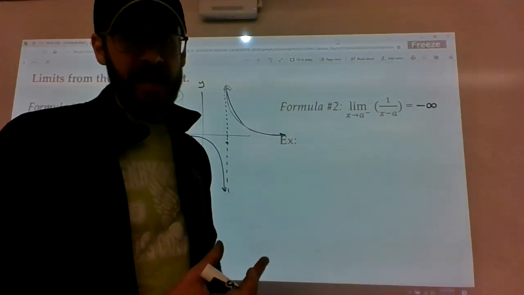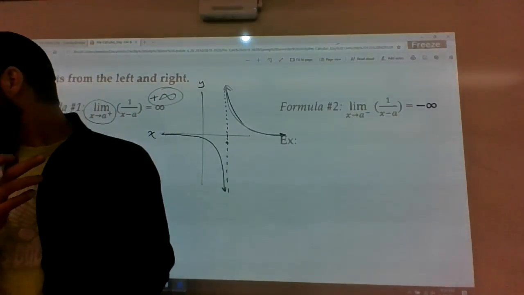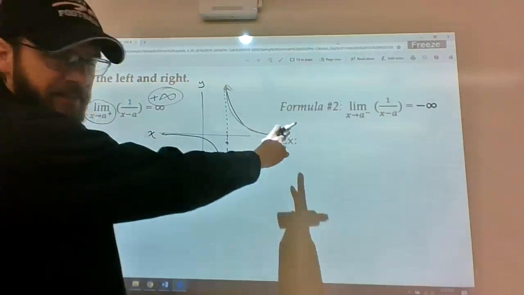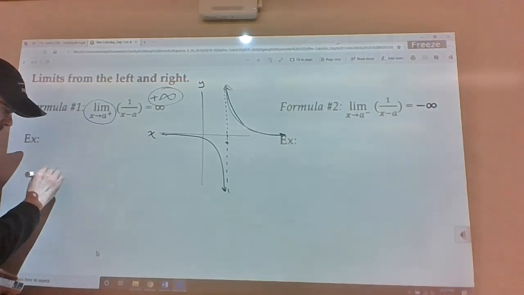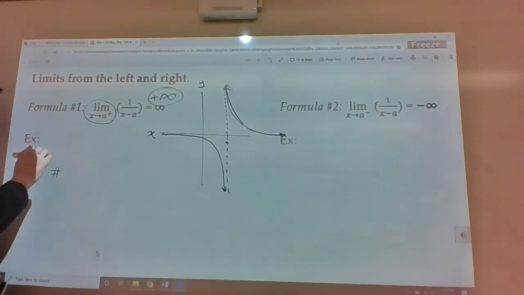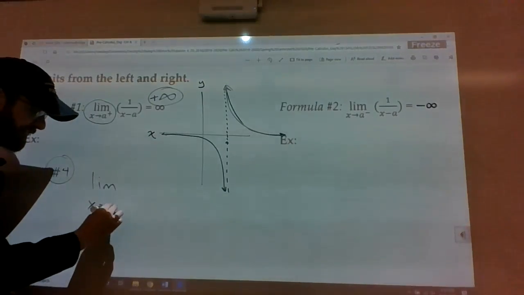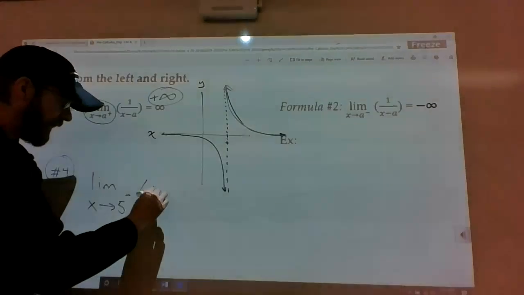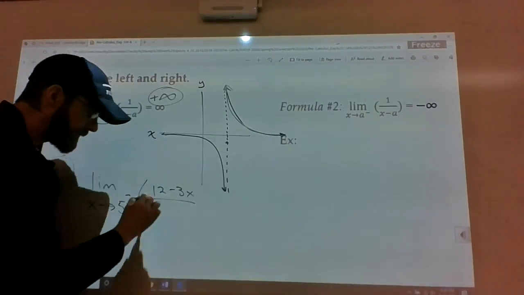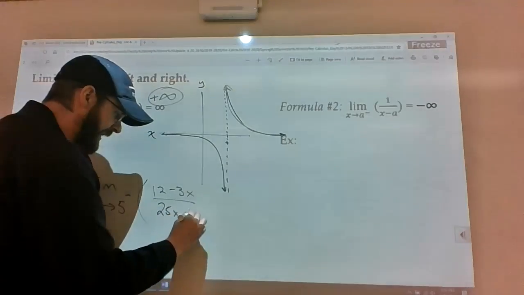So the first limit I have, all right, this is number 4 on the notes. I want to keep these in view, though, as I work through this. It's the limit as x approaches 5 from the left of 12 minus 3x divided by 25x minus x cubed.